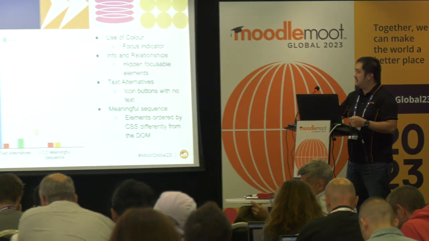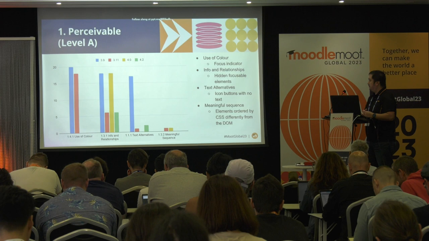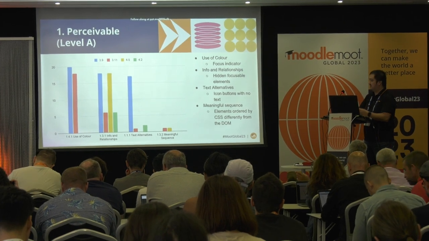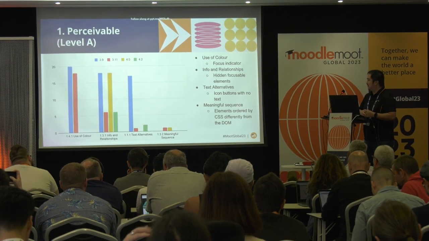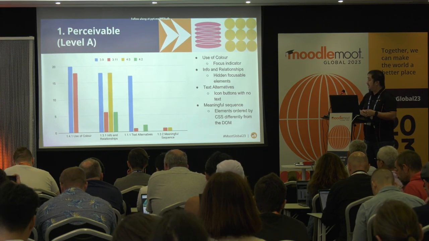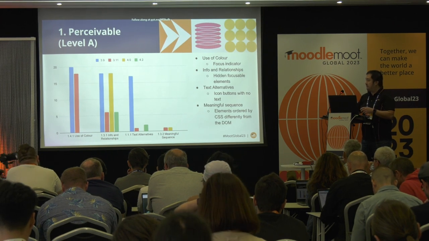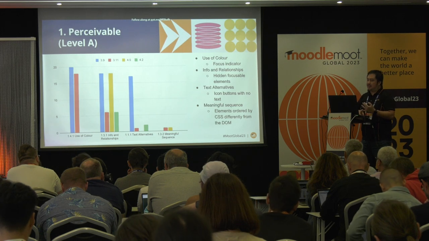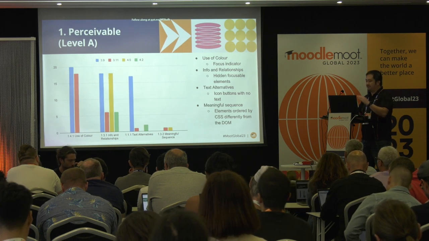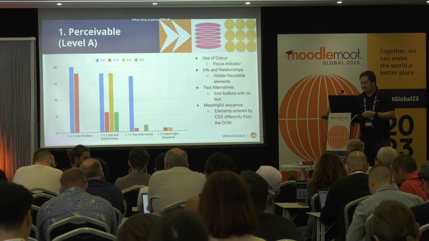As you can see, we seem to be improving. For 3.9 and 3.11, we had some color issues, but for the succeeding audits, it's better. No issues were reported. And in terms of info and relationships, we had a spike in 4.0 because we revamped the navigation and course homepage at that time. So it's kind of expected, but after that, hopefully it's a downward trend again.